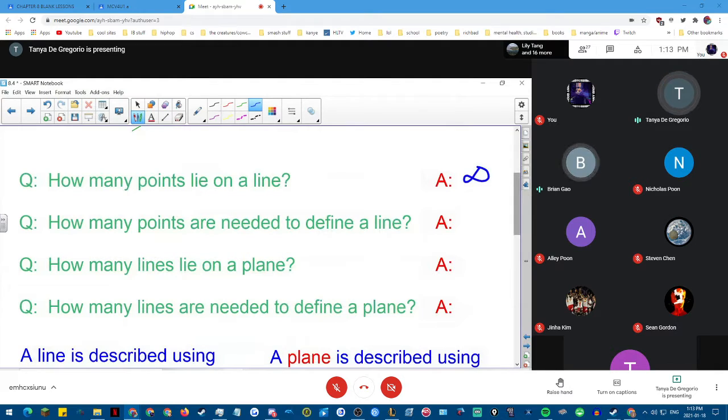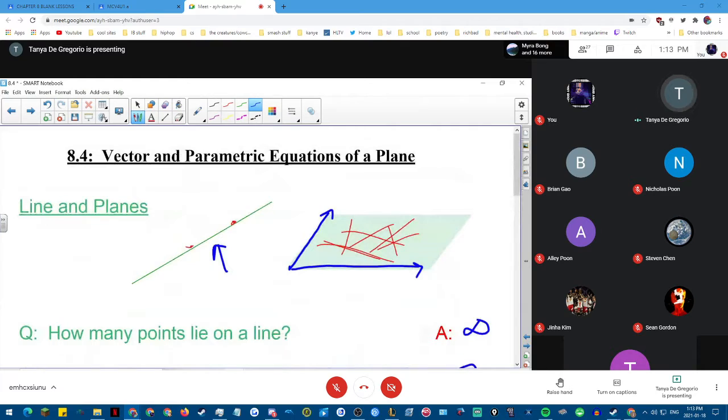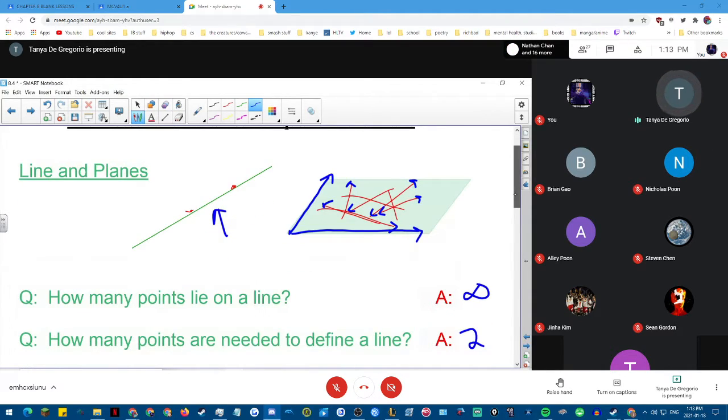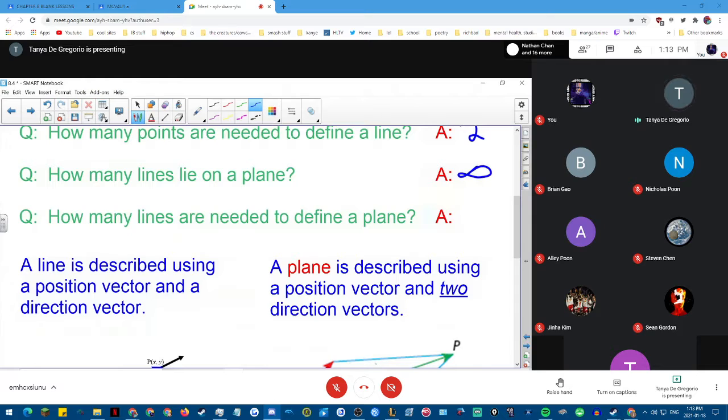Yes, infinitely many, right? How many points are needed to define a line? Well, to define a line, we need two. We need a direction vector. So in order to get a direction vector, you only need 2 points. How many lines lie on a plane? So here's a plane. Well, this could be a line. This is a line. I've got lines everywhere here. So what do you think? Infinite. Yes, infinitely many.